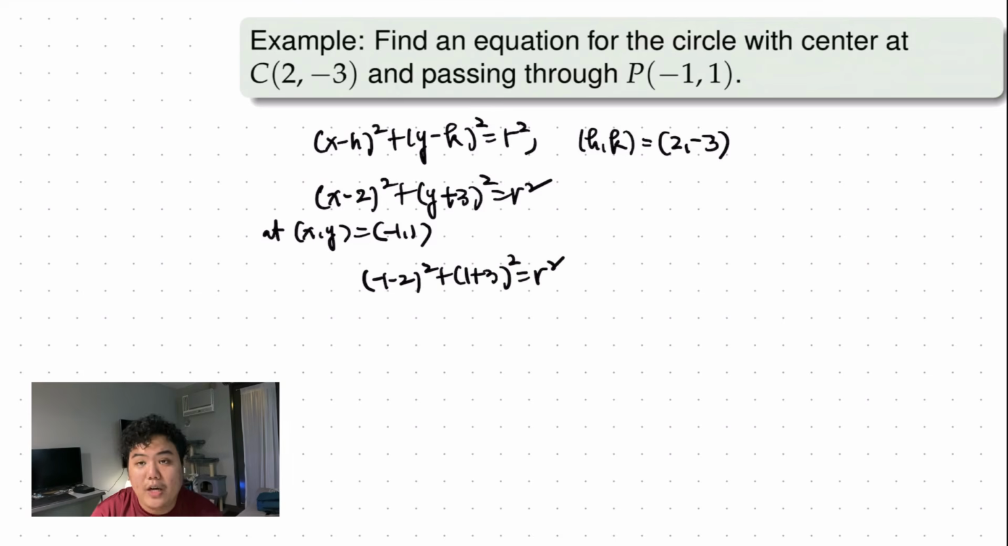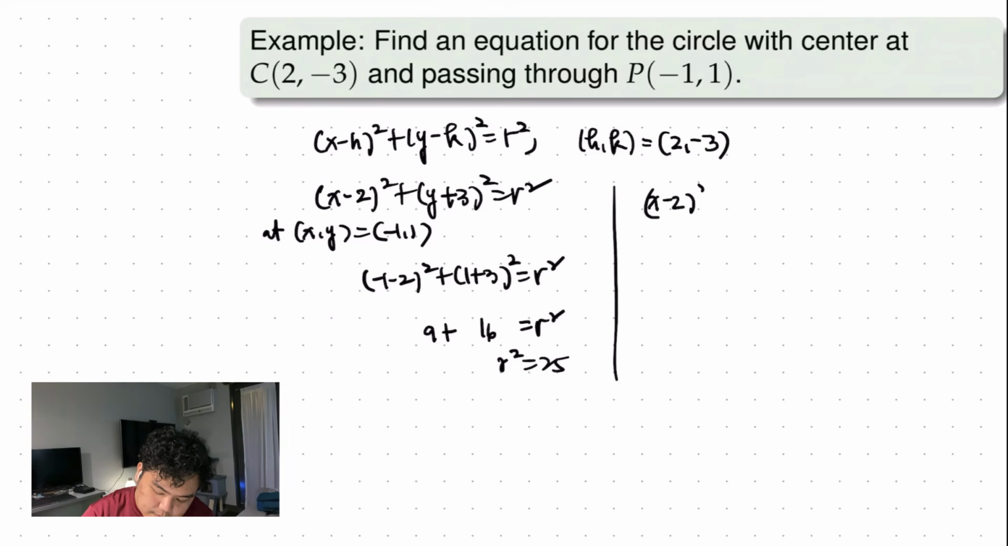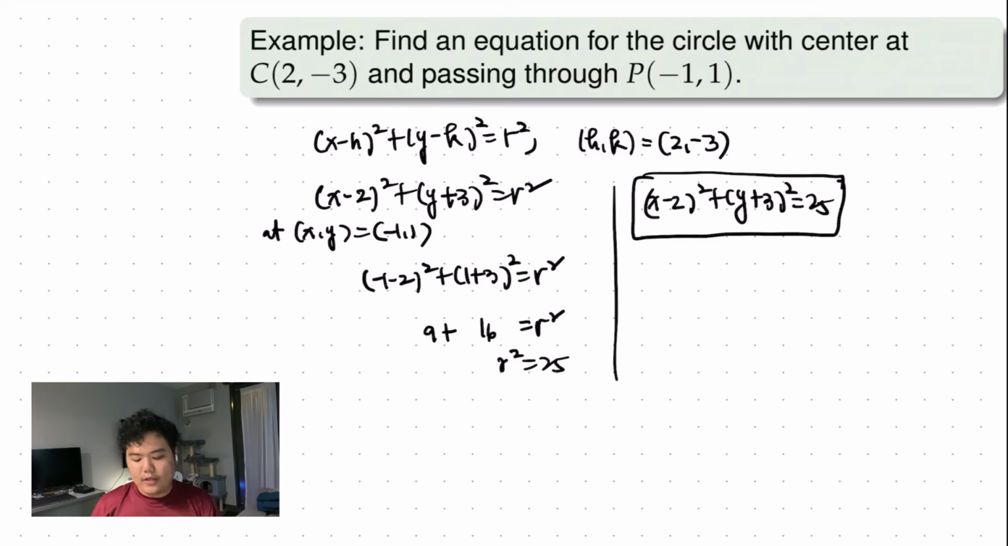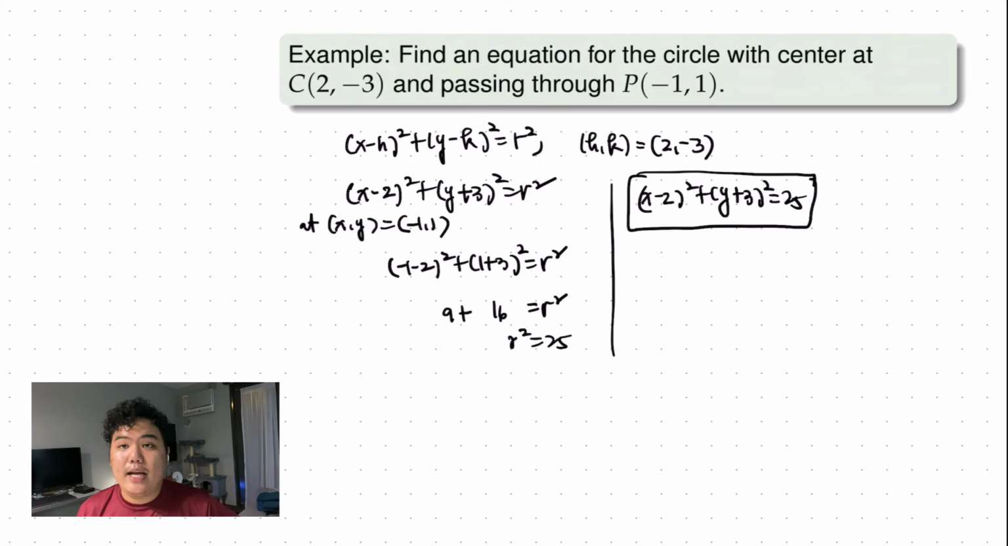Yun na yung makukuha yung r square. So, r square is equal to negative 3 square, kasama si negative sa square, so you get 9. Dito naman, 4 square is 16. So, r square is 25. So, ibabalik nyo to doon. So, the equation of the circle is equal to 25. So, yan yung equation ng nawawalang circle.